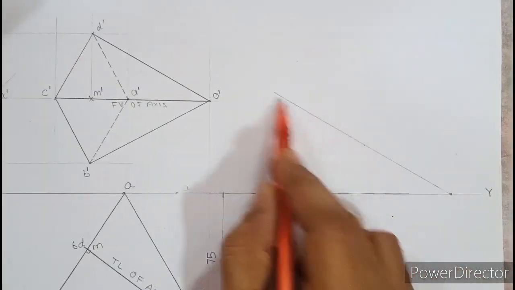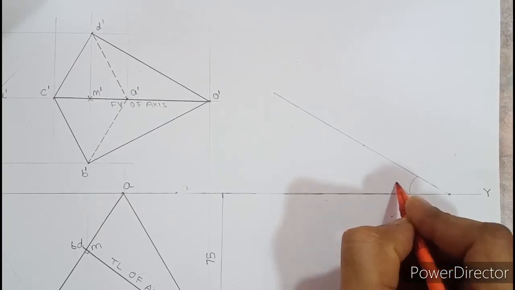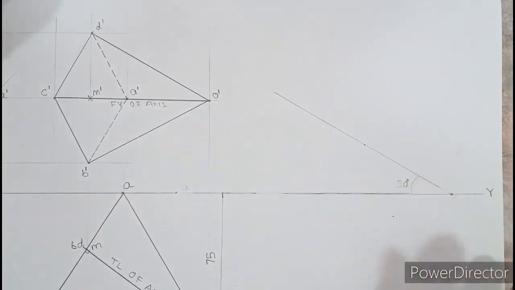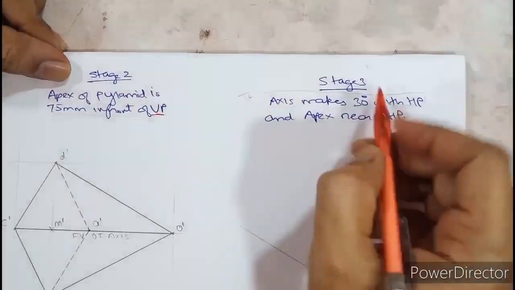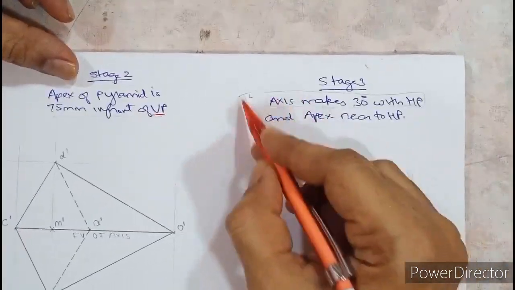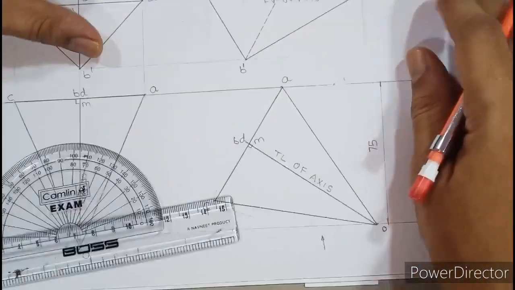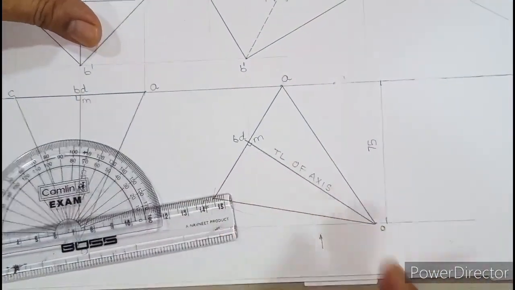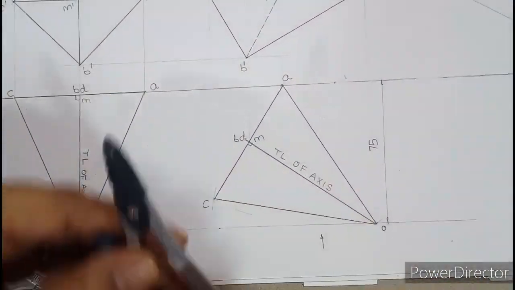So that is how I drew a 30 degree line. So this is at 30 degree. It's mentioned in the question that on this 30 degree line, you need to mark the true length of the axis, and the true length of the axis is 80 millimeter. So I will take this 80 in the compass.